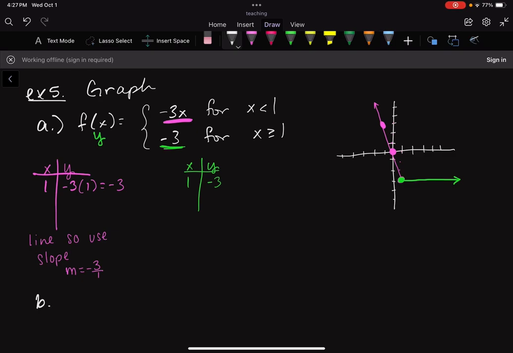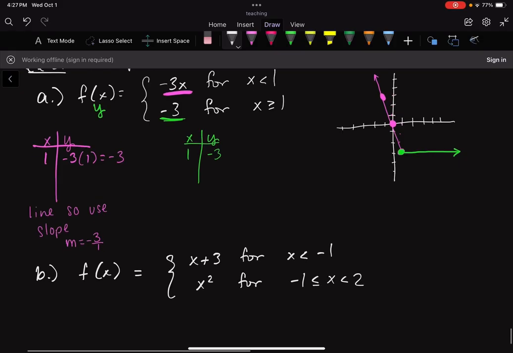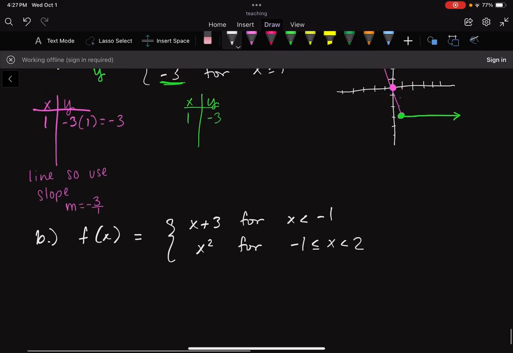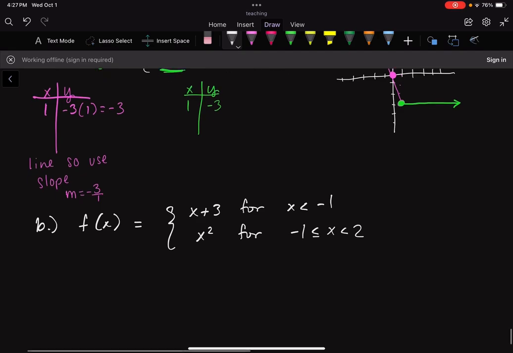All right, let's do another one. So this one, I'll say f of x again. And this one is x plus 3 for x less than -1. And then x squared for x between -1 and 2. I'm just drawing my little sketch.